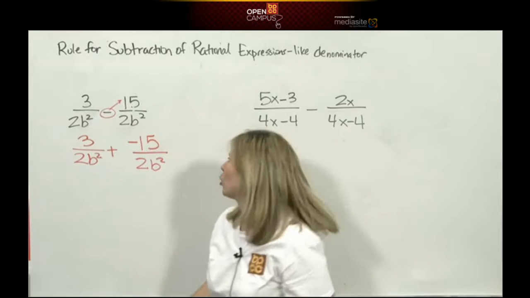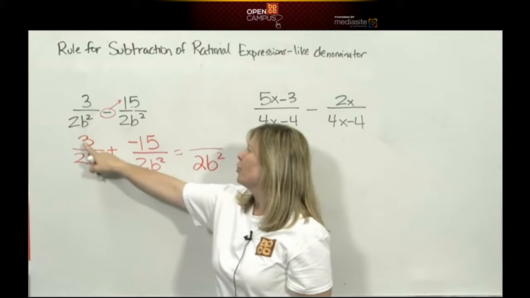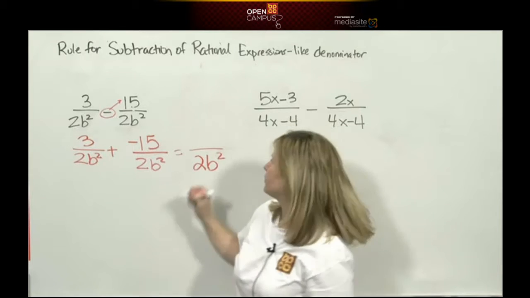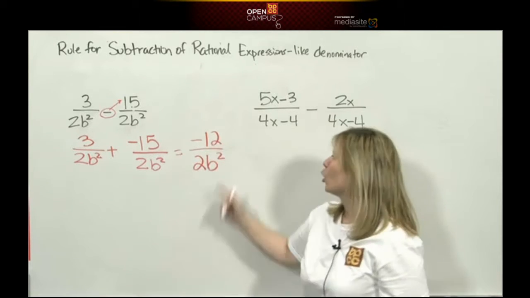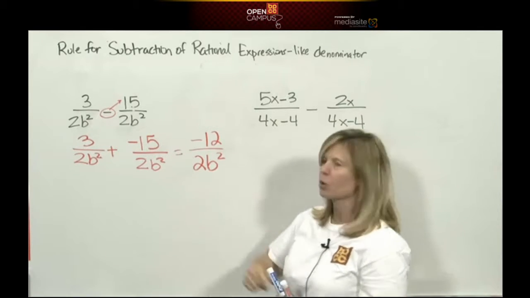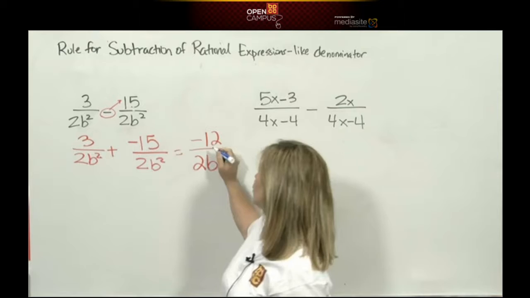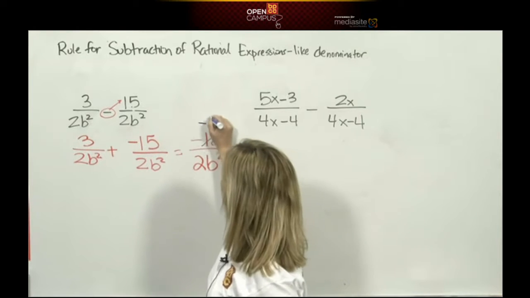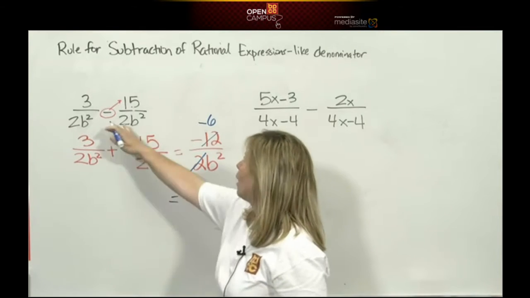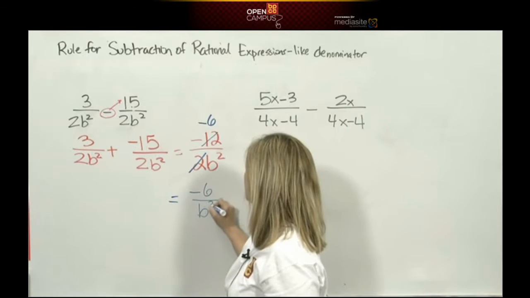I got it. Write the bottom, 2b squared. Collect the top. 3 plus negative 15 really means 3 subtract 15, which is negative 12. Reduce the fraction. Reduce means to do division. We are monomials. We're connected by multiplication. 12 and 2 will divide. They have a greatest common factor of 2. So negative 12 divided by 2 is negative 6. 2 divided by 2 is 1. So our difference of subtracting these fractions is negative 6 over b squared.